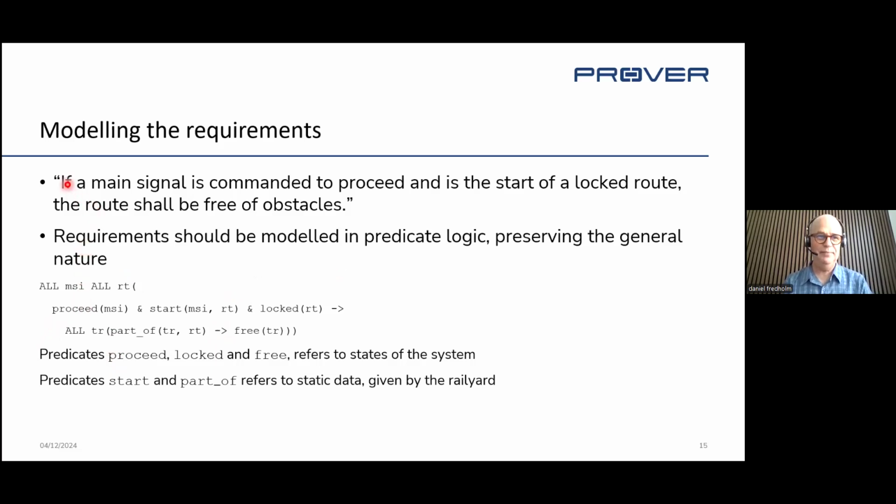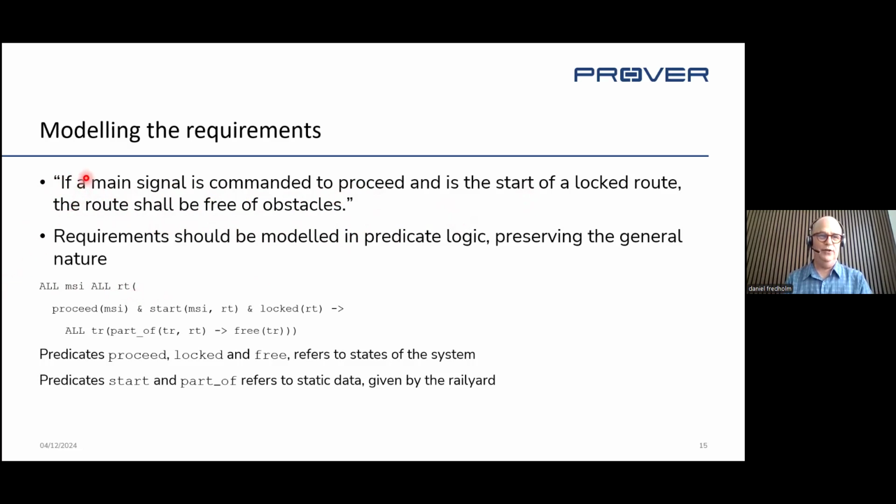So here's an example. In the regulation, you could find something like this: if a main signal is commanded to proceed and it's the start of a locked route, then the route shall be free of obstacles. Now, hopefully it's clear what I mean by the general nature of the requirement. It speaks of a main signal commanded to proceed, the start of a locked route. This is supposed to hold everywhere.